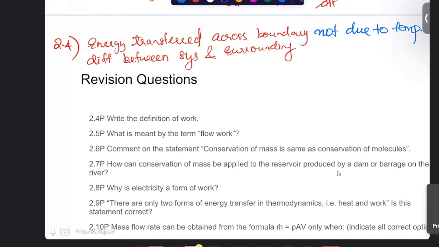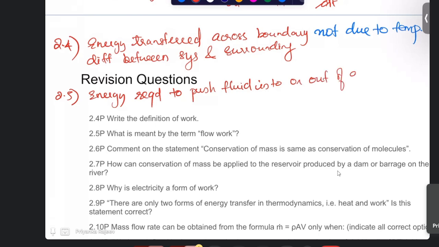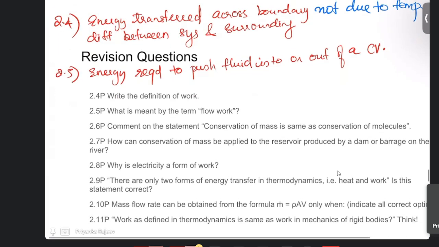Now, what is meant by the term flow work? Flow work is the energy required to push fluid into, or out of, a control volume. It is called flow work. It can be quantified using pressure times specific volume.